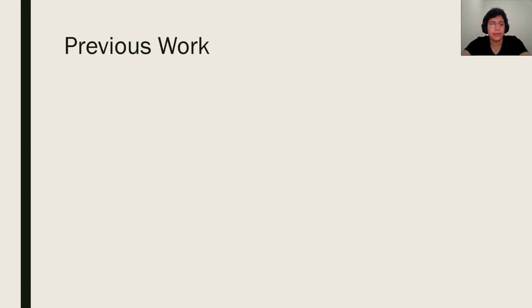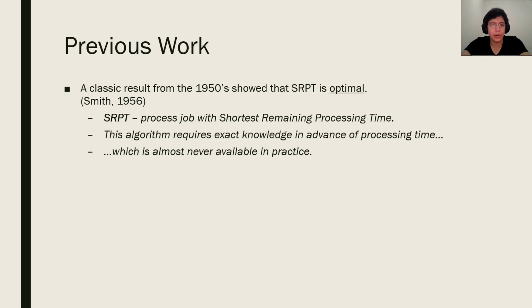Previous work on this problem goes way back. A classic result from the 1950s showed that scheduling according to shortest remaining processing time is actually optimal for this problem. That is, it minimizes flow time. However, there's the question of when the algorithm becomes aware of the processing times of jobs. SRPT actually assumes that when a job is released, its processing time becomes available to the algorithm. So the algorithm knows exactly in advance how much time the job is going to take.